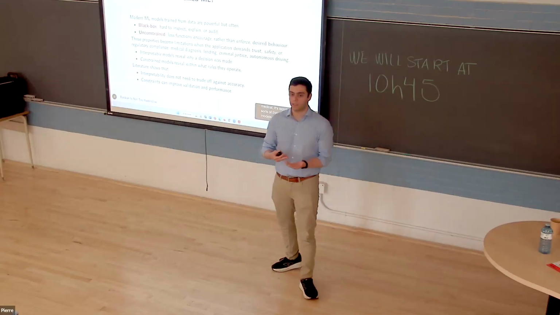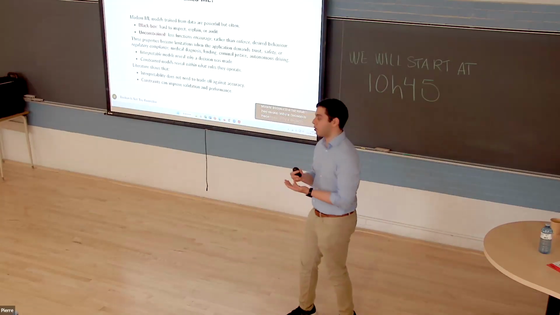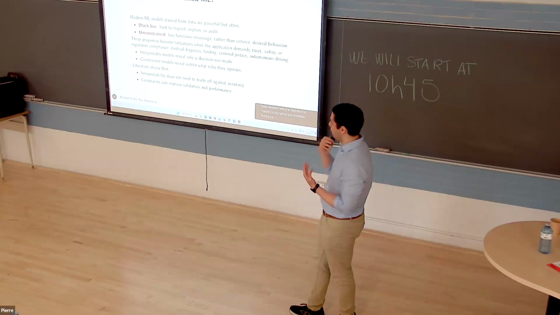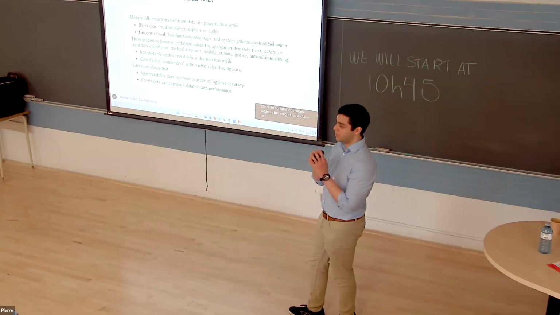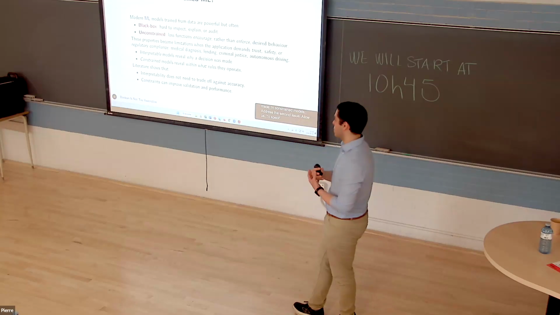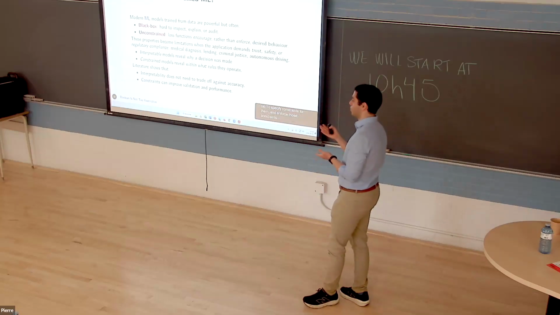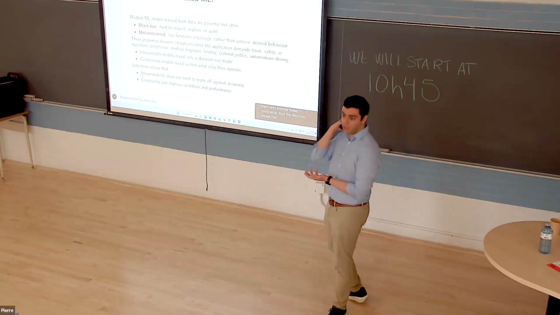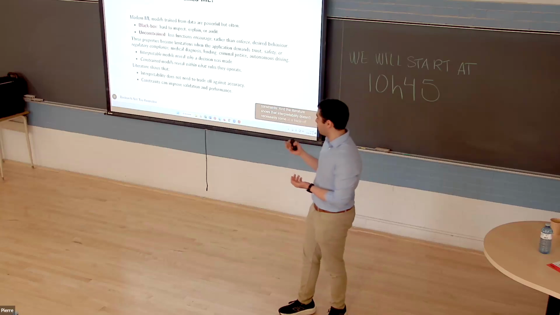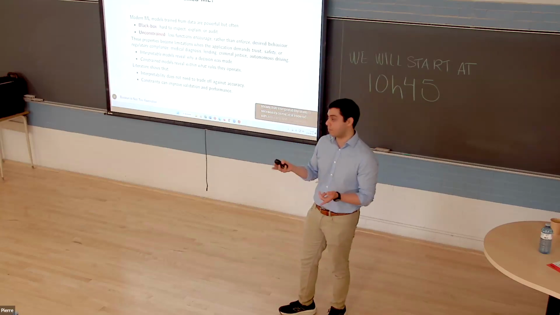They reveal why a decision is made. Constrained models address the second issue. They allow us to specify constraints for them and enforce those constraints. The literature shows that interpretability does not necessarily come at a trade-off with accuracy, and constraints can improve accuracy and also performance.